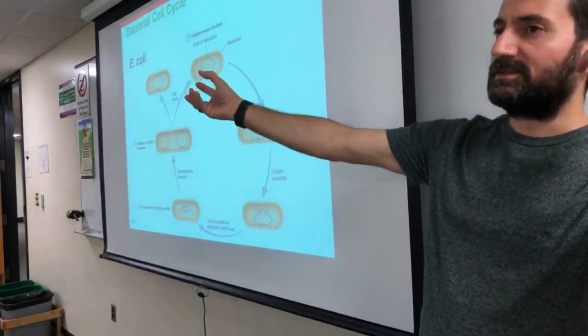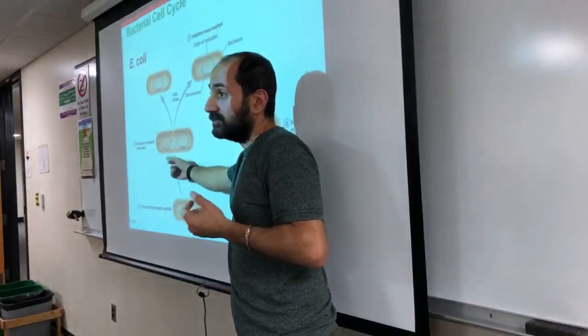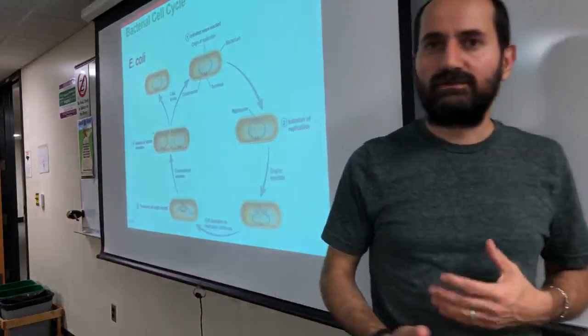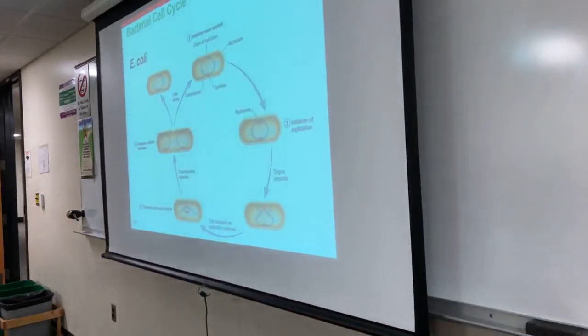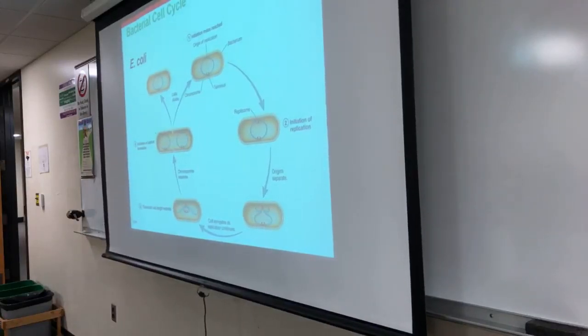They separate to opposite poles of the cell, and then what happens? The cell wall starts growing inwards. That's called septum formation, and you form two cells, right? So it's very straightforward. So know that. All right, next thing.